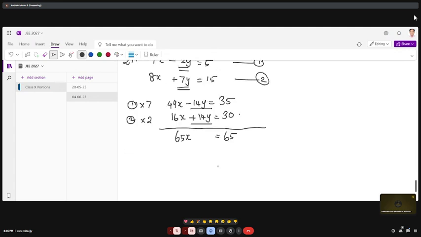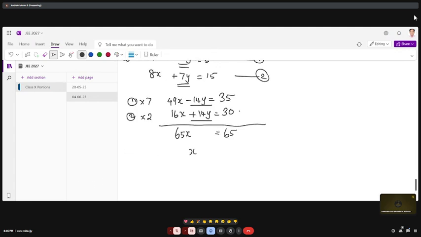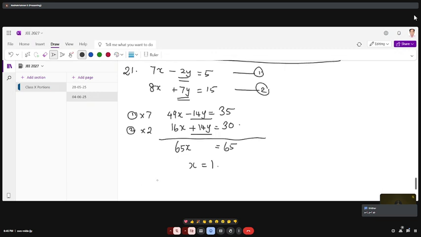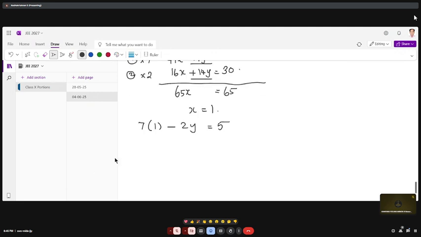So we get 65x equal to 65, so x equal to 1. Now substitute x equal to 1 in 7x minus 2y equal to 5. From this you can get the value of y. 2y equal to 2, or y equal to 1. So we are getting the solution as x equal to 1, y equal to 1.